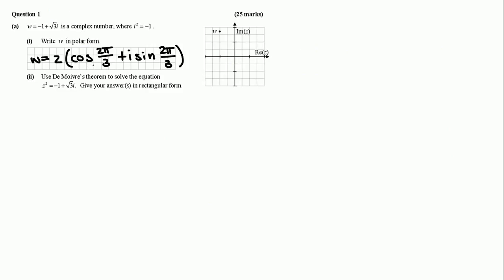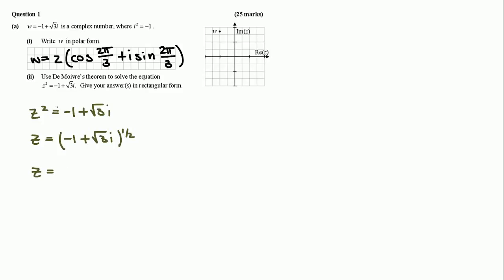Part 2 asks us to use de Moivre's theorem to solve the equation z squared is equal to minus 1 plus the square root of 3i, giving your answers in rectangular form. So if we know that z squared is equal to minus 1 plus the square root of 3i, then z is equal to minus 1 plus the square root of 3i to the power of a half. So we need to use de Moivre's theorem.